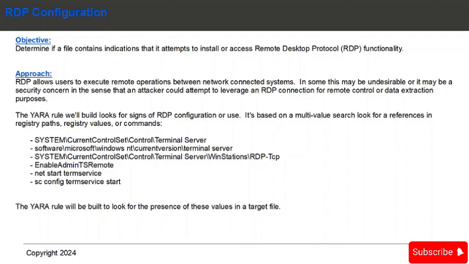You can see outlined on this particular slide, the first three items that we're going to look for are all registry paths. These all deal with the presence of terminal server RDP services being installed and active. The fourth one, enable admin TS remote, is a registry value that we're going to be looking for. And then, of course, the net start and the SC service control. These are different commands that could be used to start up a terminal session or an RDP session.